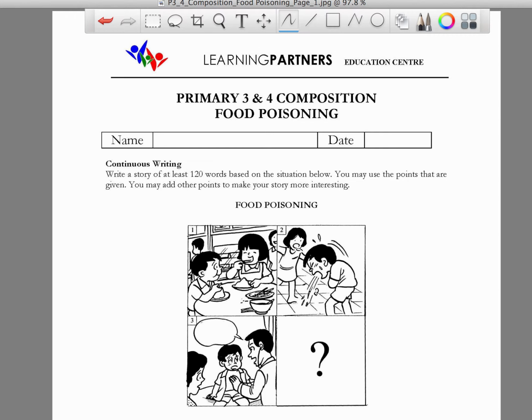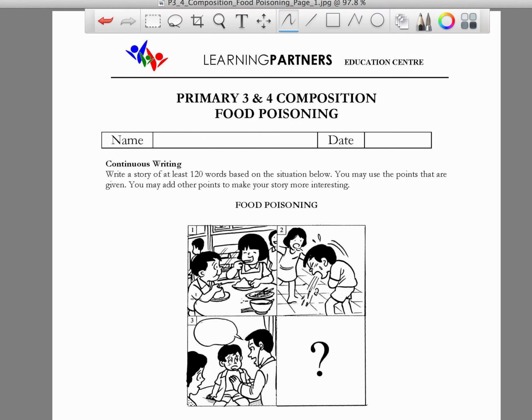Hello, this week Learning Partner is bringing to you a P3 and P4 composition about food poisoning. It's a picture-based composition. If you look at the pictures here, you will see that the three pictures are arranged in order, and in the last box is actually a question mark. So the question mark gives the pupil the freedom to come up with a conclusion of his own.